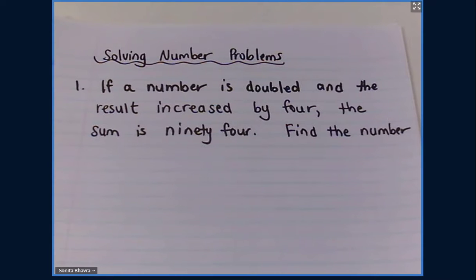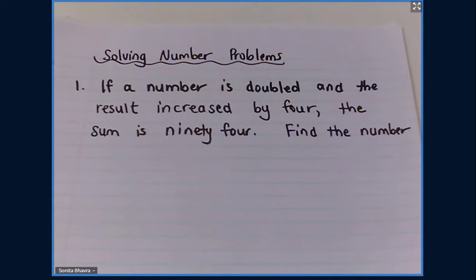Okay, so today's class, we are looking at solving number problems. So here's our first example. If a number is doubled and the result increased by 4, the sum is 94. Find the number.